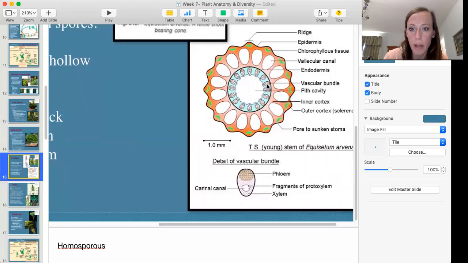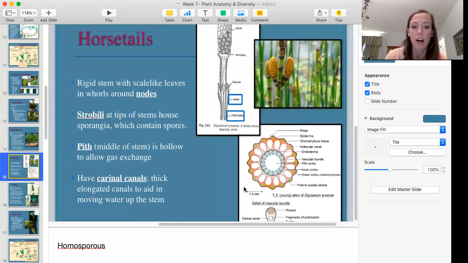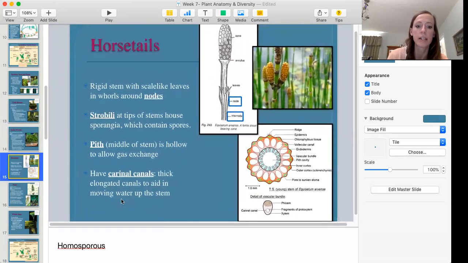So here's a vascular bundle. The phloem is responsible for transportation of sugars. The xylem is responsible for transportation of water. And then you have this carinal canal, which in horsetails is a thicker, elongated canal that helps with the movement of water up through the stem. Okay.